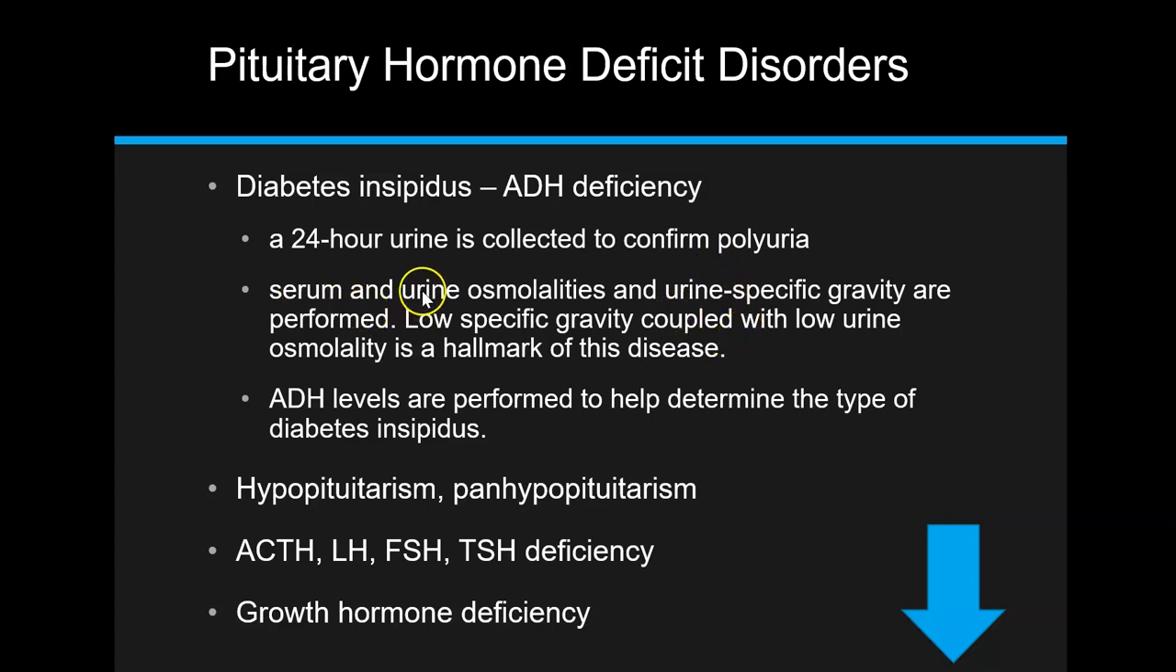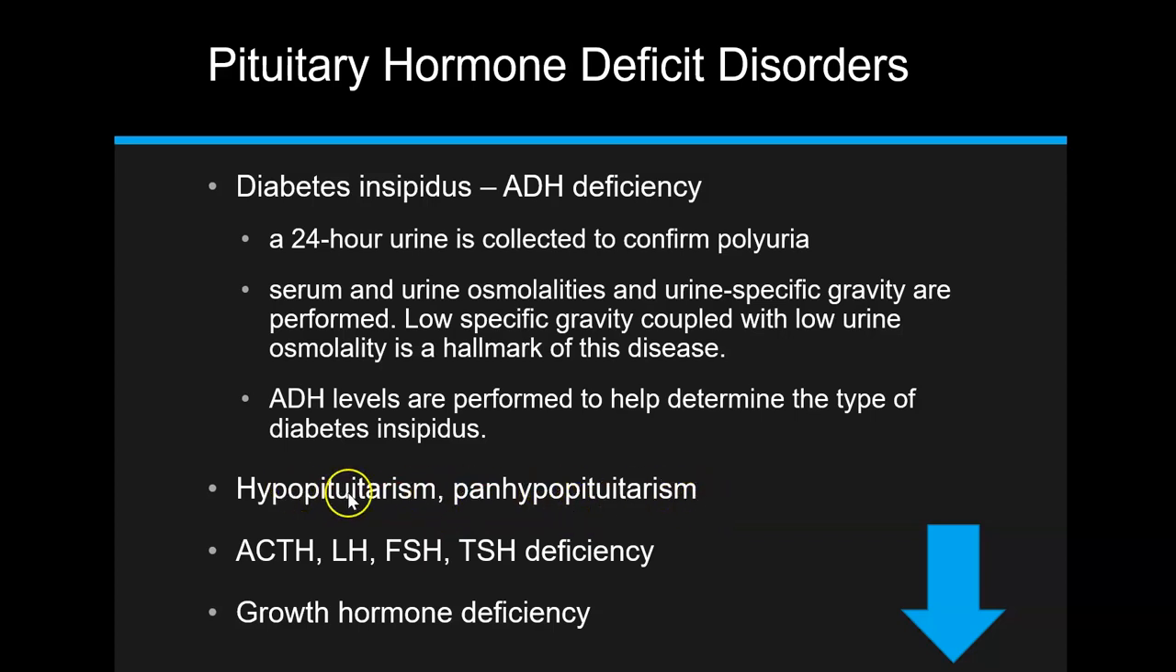And then you want to measure serum and urine osmolalities and urine specific gravity. A low specific gravity with a low urine osmolality is a hallmark of this disease, because basically the urine is not being concentrated and all the water that's coming in is going back out. You can also measure levels of antidiuretic hormone to help determine the type of diabetes insipidus, see if it's central or nephrogenic. Sometimes brain damage can cause this diabetes insipidus if somebody gets a blow to the head and then it damages their pituitary.